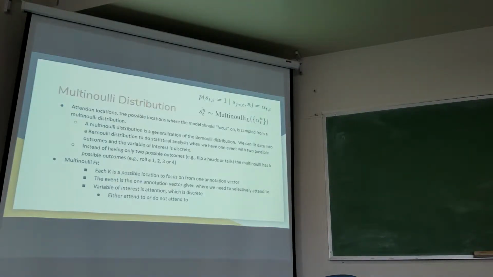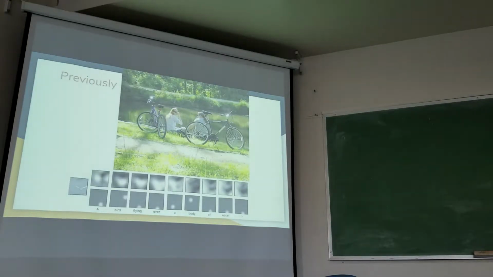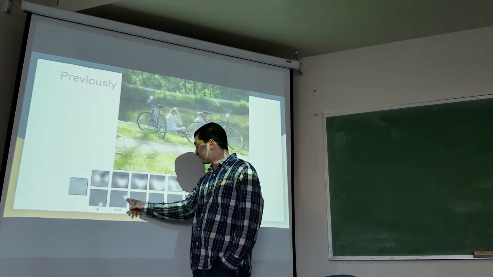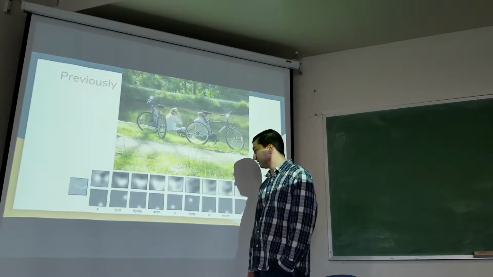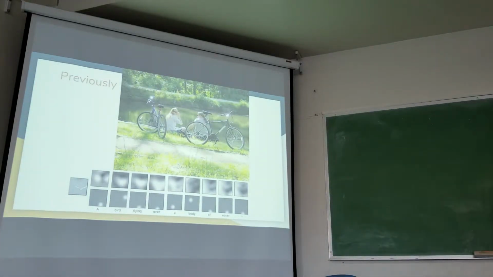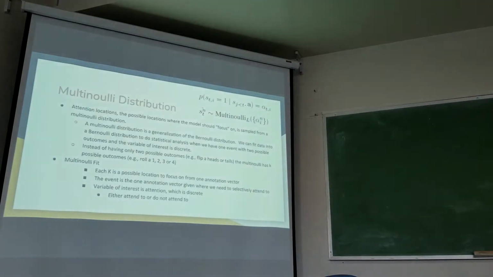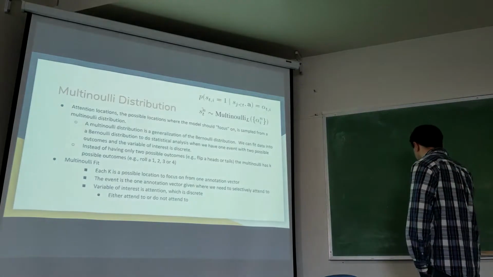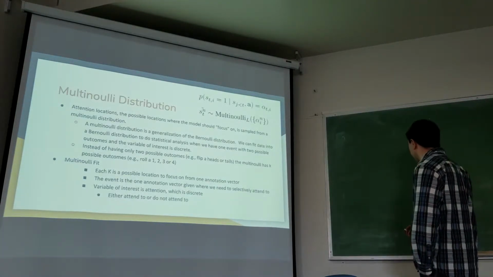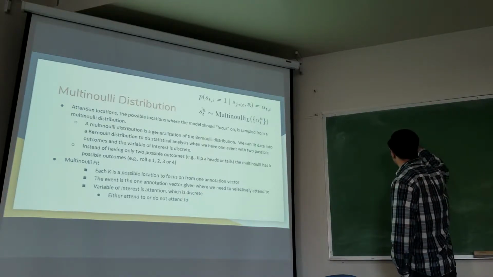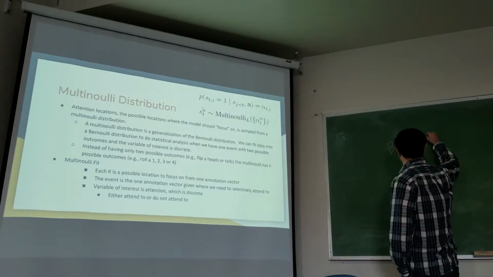So if we want to sample different locations, and this is what we're trying to do, we're trying to go over and sample different locations. If you wanted to mathematically do any kind of sampling, we need a distribution to sample from. In the case of this article, we're going to use the multinoulli distribution. Previously in our class we had a problem where we dealt with the binomial distribution.